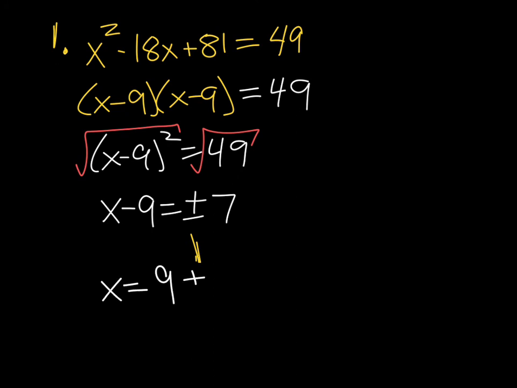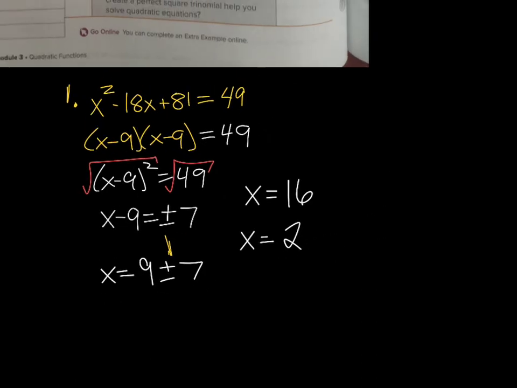x equals 9 plus or minus 7, but we want to simplify that. So 9 plus 7 is 16. And 9 minus 7 is 2. Is that right? You wanted 8? Yeah, why not?